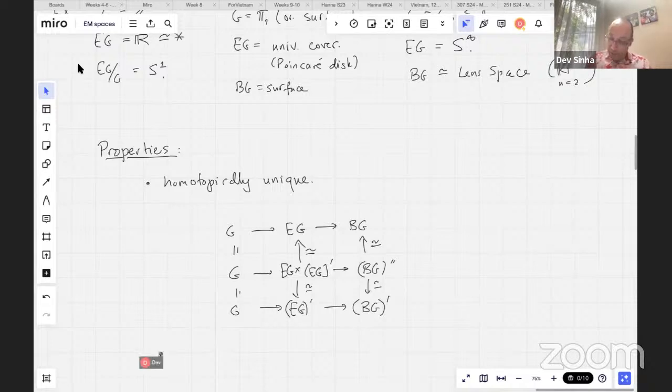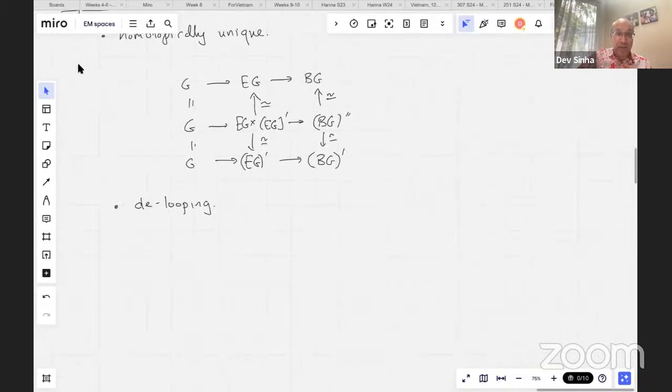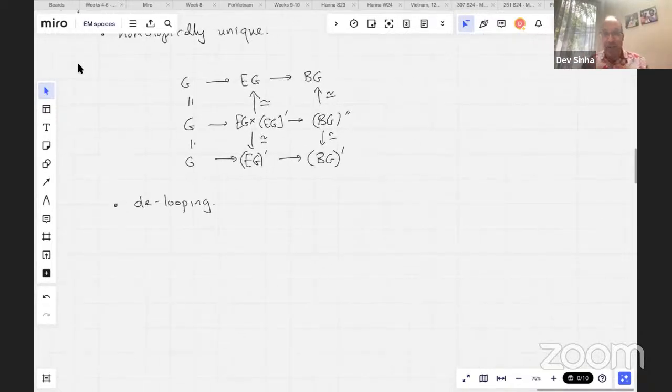They occur as deloopings. In other words, as we'll see, the homotopy groups of BG are those of G just shifted by one. G could be a topological group here, in which case we want that action on EG to also be continuous with respect to the topology on G. So how do we see that? Well, fairly similarly. We're going to take our basic fiber sequence here, and we're also going to consider the path loop fibration.